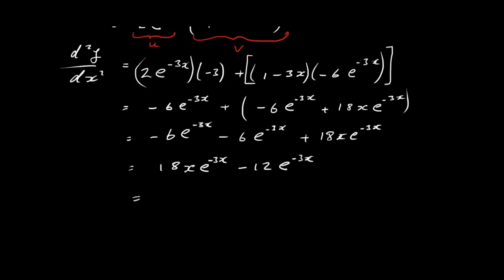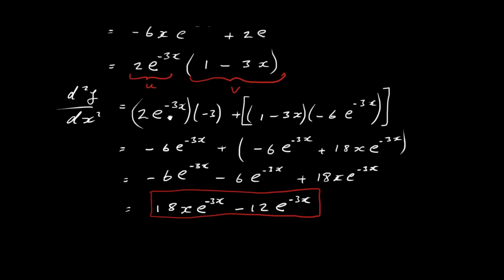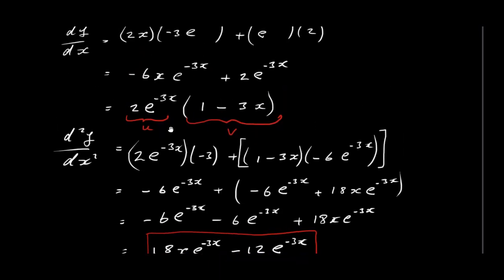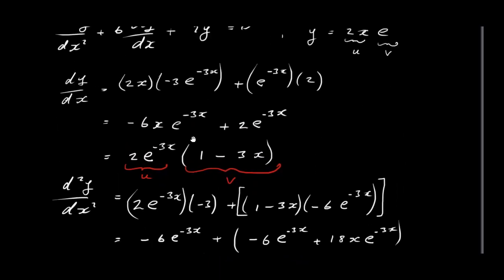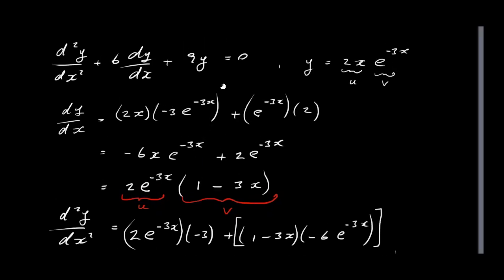And I think finally what I'll do is, no, actually I might leave that as it is. It might be useful just to leave it rather than factorizing out. I was just thinking of factorizing out maybe a 6 and an e to the power of minus 3x. It might be easier just to leave it as it is. So look, I have my second differential here, and I have my first differential here. So I'm just going to substitute those into this equation here.